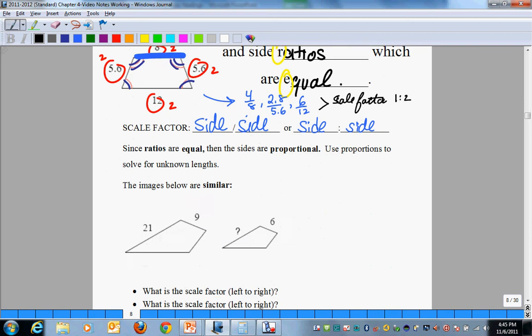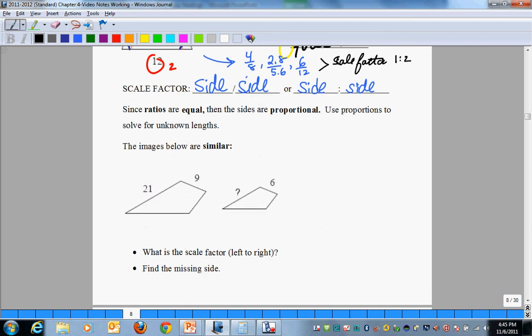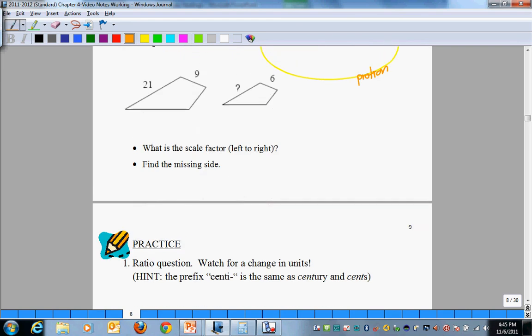When you're working with similar shapes, and you know that the ratios are equal, when you have equal ratios, by definition, that is going to be called a proportion. Equal ratios mean you have a proportion. When you have proportions, you can use them to solve. This is about 80% of this next chapter, is simply being able to solve proportions.